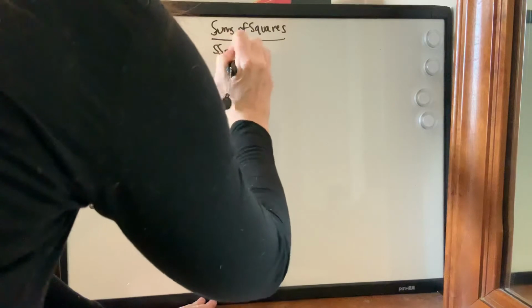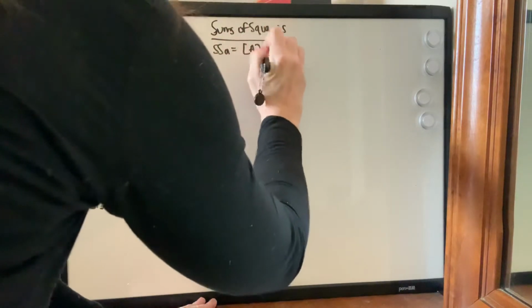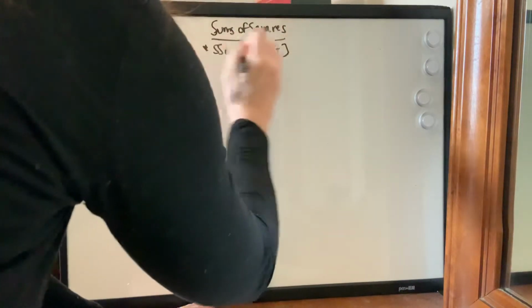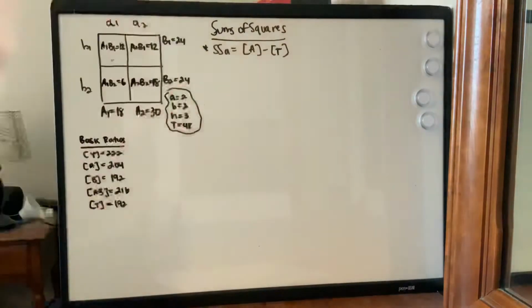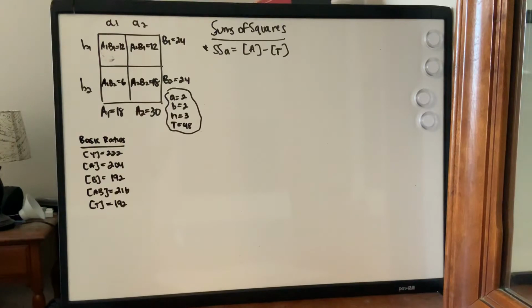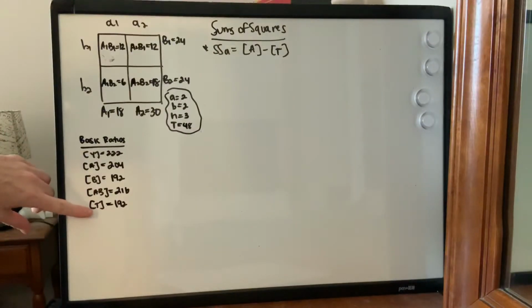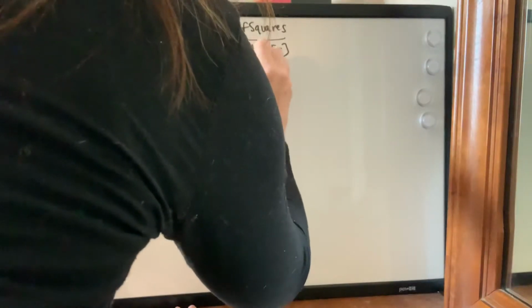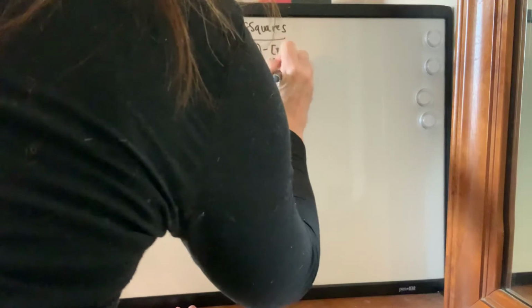All right, so our first sum of squares is the sum of squares for A, and I'm going to put a little star next to that because the formula for that is the same as it's been in all of our ANOVAs. It's the basic ratio for A minus the basic ratio for T. So in this problem, we've got 204 minus 192, which equals 12.